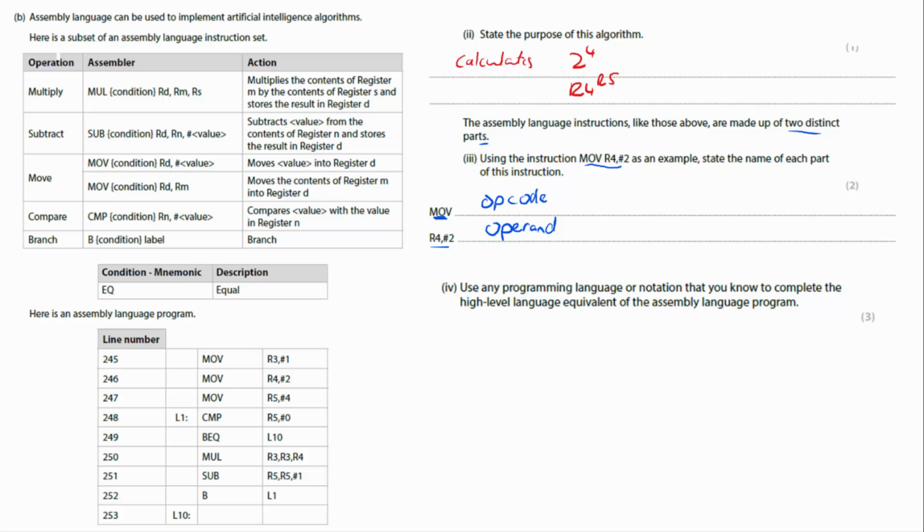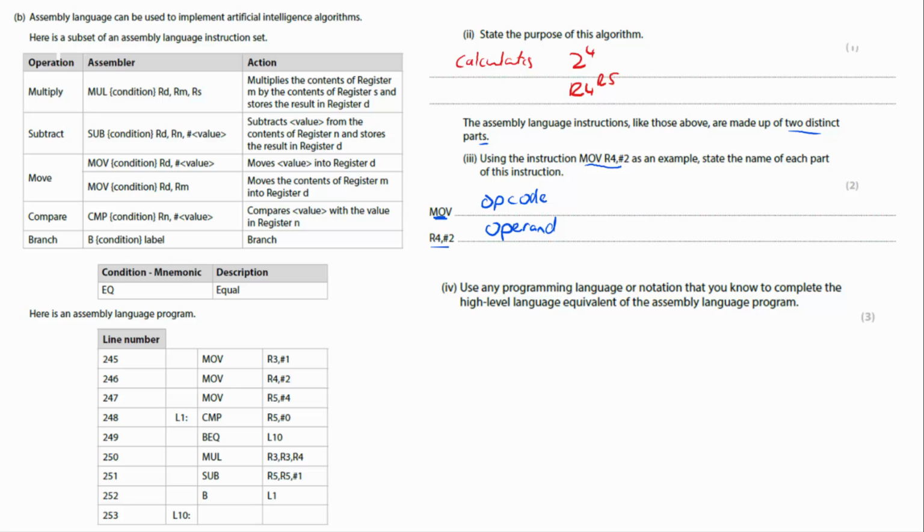The last 3 marks of the paper are for actually implementing this low-level program in a high-level language. So I'm going to do it in pseudocode. You can use any programming language or notation that you know. Don't do a flowchart, I'm sure you wouldn't. Just do either pseudocode or whatever language you've learned in school. I'm going to do pseudocode because that's the generic one, and that's the one you'll see in Edexcel's mark scheme.